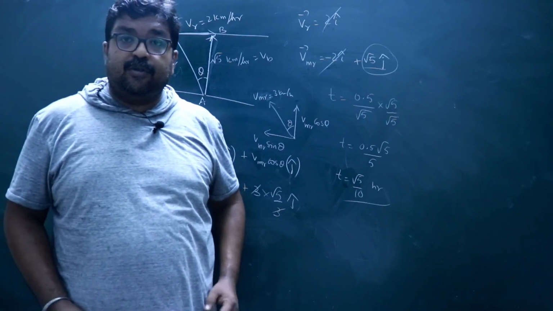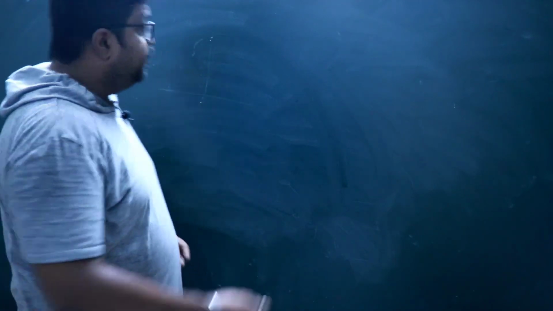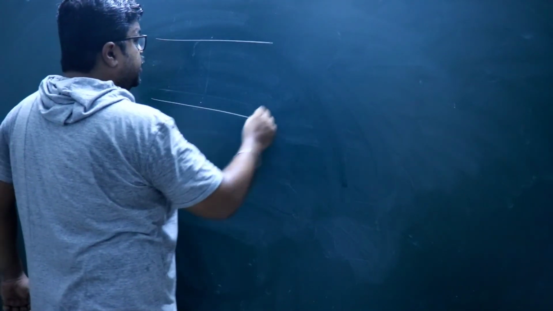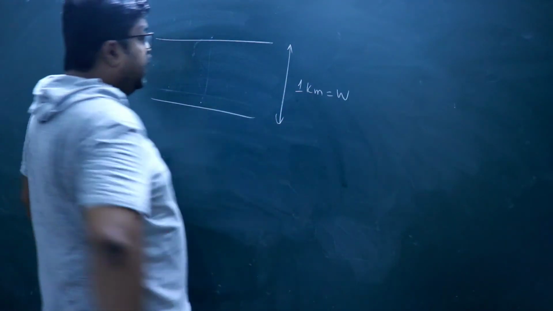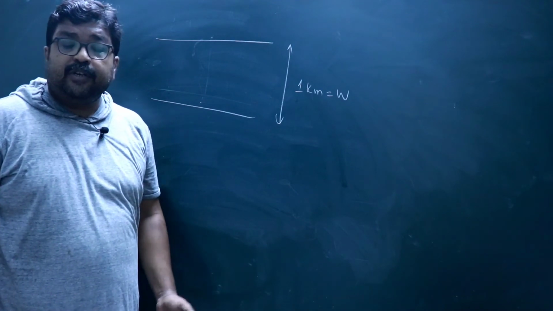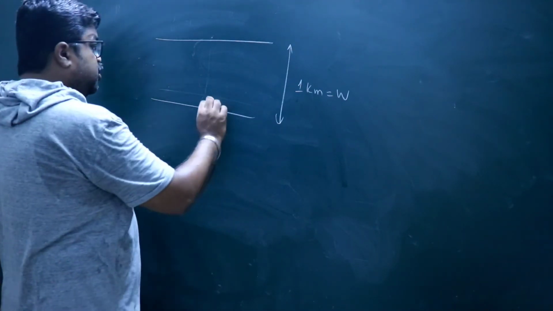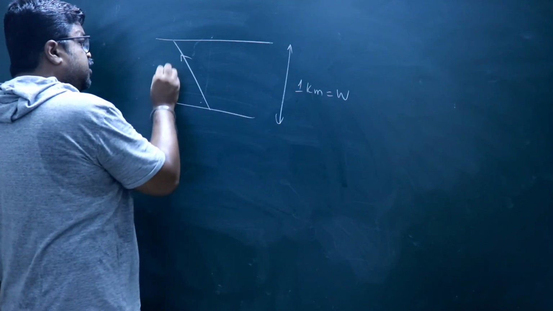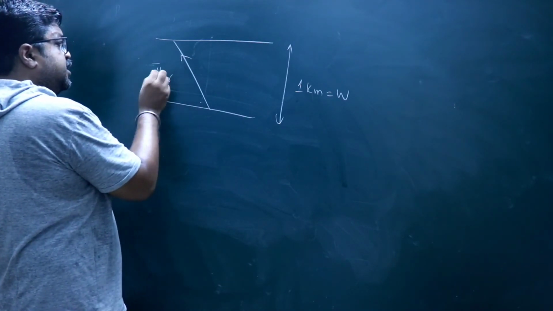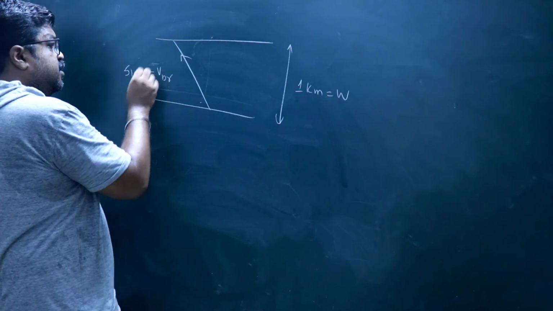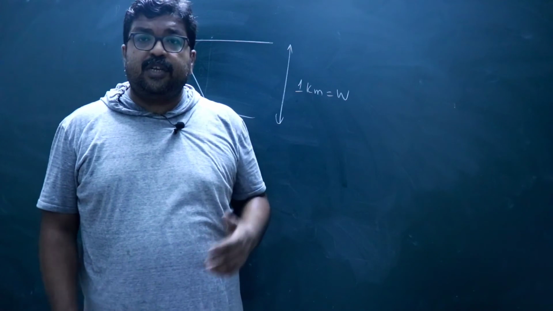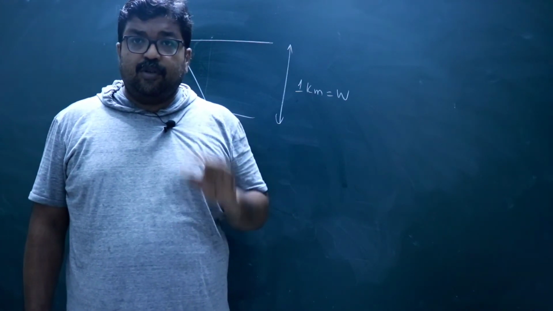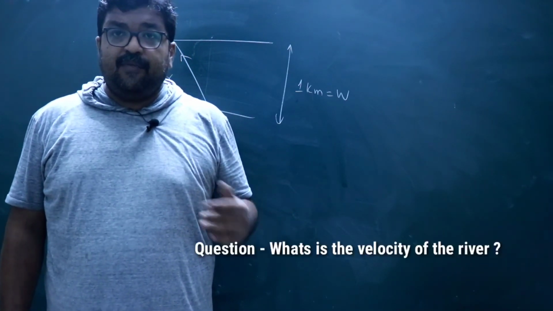So let us solve one more question. In another question, you have a river of width 1 kilometer, and velocity of boat in still water is given to be 5 km per hour. So this is velocity of boat relative to river, and this is 5 km per hour. It is given that the boat crosses the river in the shortest path in 15 minutes.